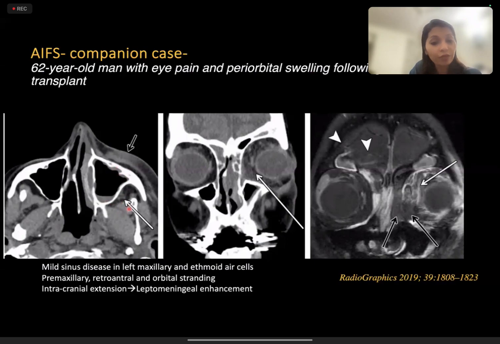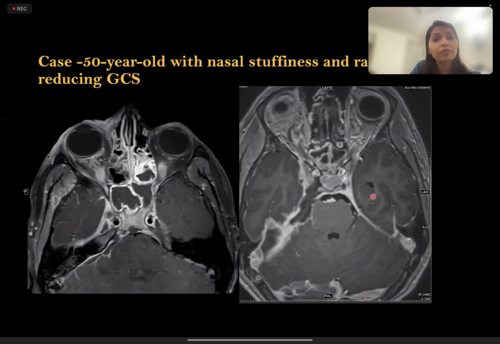But if we look carefully, there is obliteration of this retroantral fat compared with the normal one on the right side. There's also soft tissue induration of the premaxillary fat. And on the coronal sequence, we can nicely see that there's orbital involvement, which is then confirmed on the contrast MRI. But what the MRI is adding is the leptomeningeal enhancement of the brain, so the frontal lobe is involved.